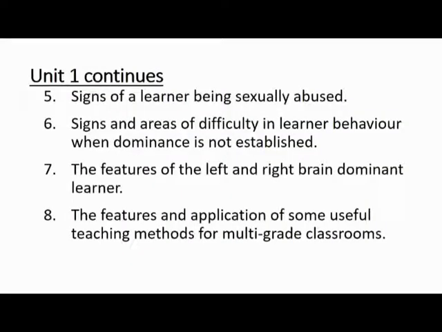Number 6 is know the signs and areas of difficulty in learner behavior when dominance is not established. Number 7, know the features of the left and right brain dominant learners. So here, dear students, when we are talking about a left brain dominant learner, it's not a learner that is using his or her left hand side. This works vice versa.